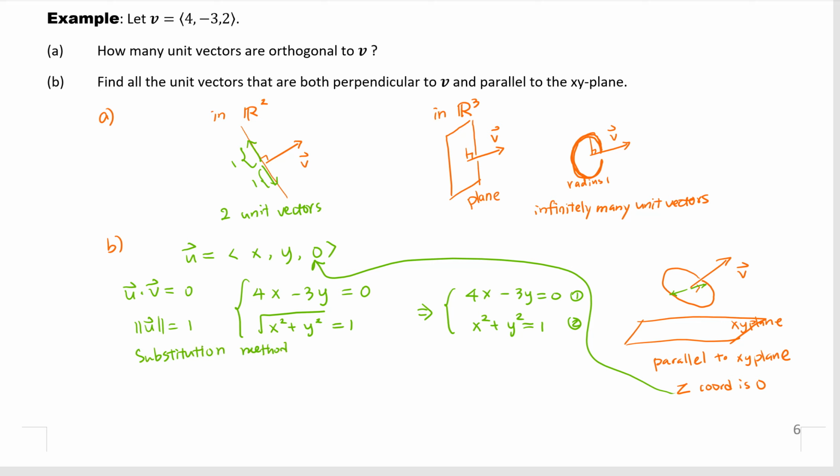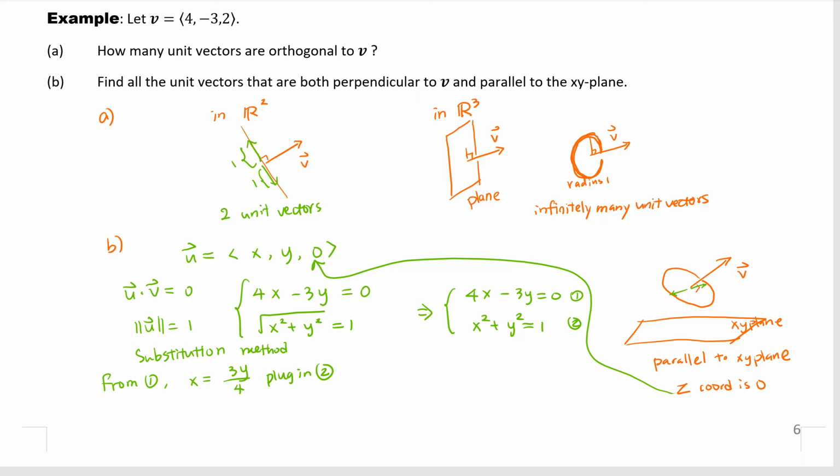If we have a system of linear equations, we use the elimination method. But if we don't have linear equations, it's better to use the substitution method. Substitution means you solve for x or you solve for y in terms of the other, and then you plug into the other equation and continue to solve. In this case, let's solve for x. From equation 1, we move the 3y to the other side and divide by 4. We solve for x, then we can plug into equation 2.